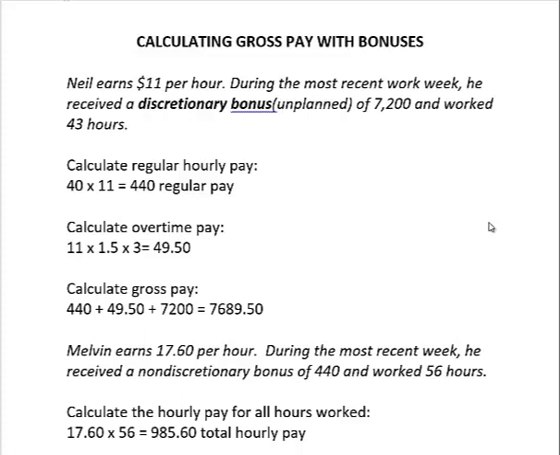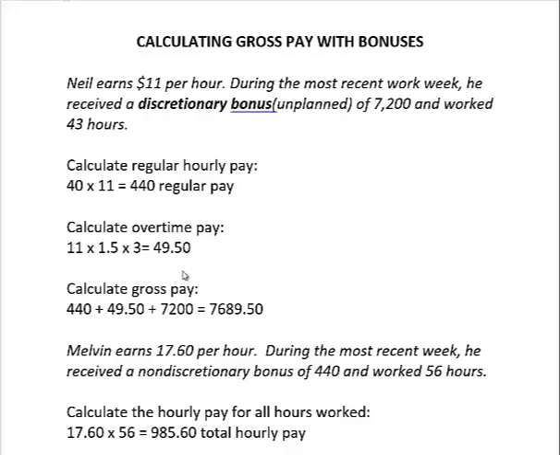So let's look at this example. The first thing we're going to do is just calculate his regular pay. He worked 40 regular hours and earned $11 an hour, and we get $440. And then we're going to calculate his overtime pay at time and a half, so 11 times 1.5 times 3 hours overtime will give us $49.50 for his overtime pay.